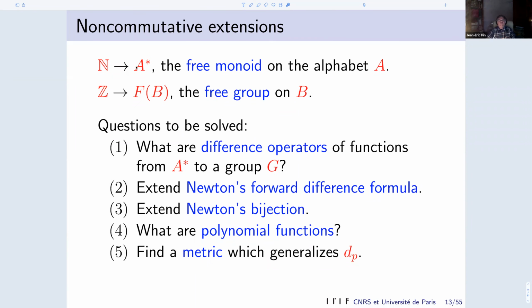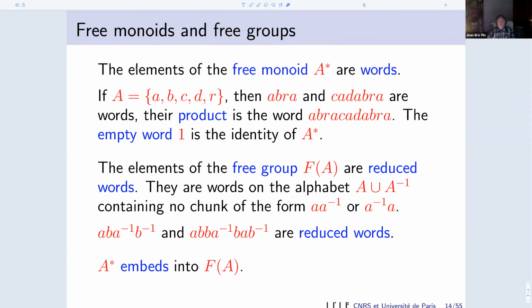So just a short reminder to fix notation. The elements of the free monoid A star are words. So for instance, if you have this alphabet A, B, C, D, R, you have two words, abra and cadabra. The product is the word abracadabra, obtained by concatenation. The empty word is denoted by 1, and it is the identity of this monoid.